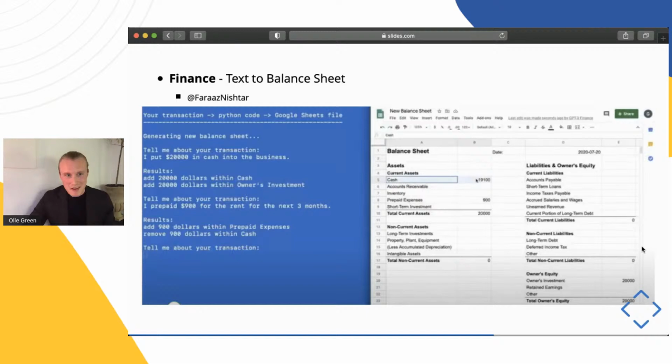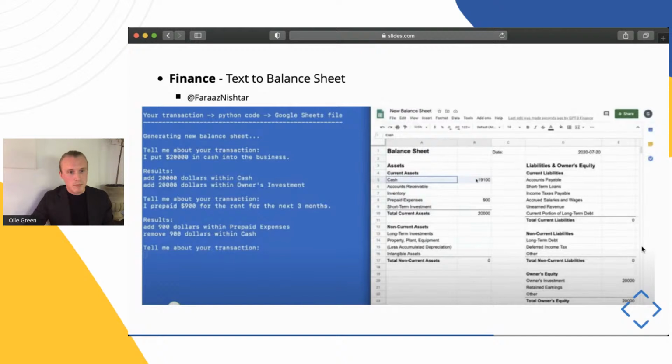Next thing, also, if someone here is interested in finance, this is something that kind of caught me off guard when I saw this. This is basically a program where you're generating a balance sheet and adjusting transactions in the balance sheet with your regular text. So in this case, two things happen, for example. We see here first, "Tell me about your transaction," and we say that we put $20,000 in cash into the business. The result being it added $20,000 within cash.